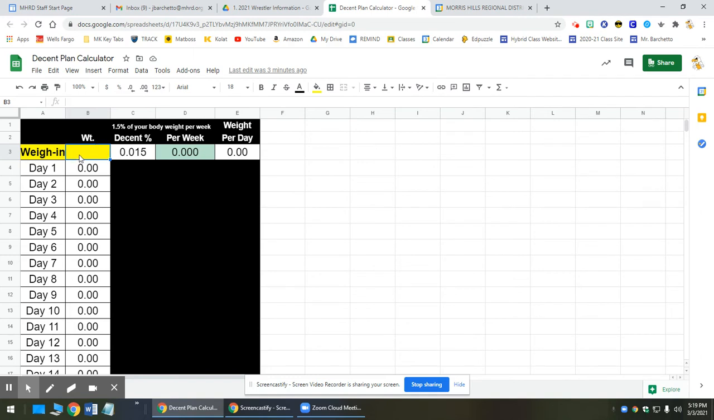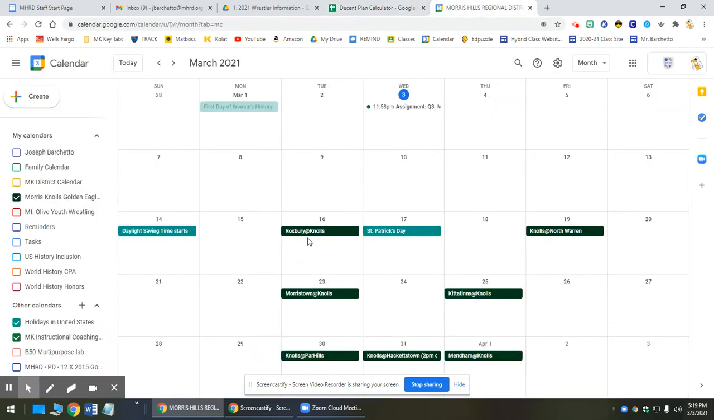So, for example, I've used Shane Perry a lot in this example, just because I know he is one guy that's trying to get down to a weight class where he has a decent amount of weight to worry about between now and our first match. But let's just say Shane wants to wrestle 132, but he can't make that 134 weight on March 16th against Roxbury. So again, we wrestle Roxbury on the 16th. His goal is to maybe make 134, excuse me, by the time we wrestle North Warren.